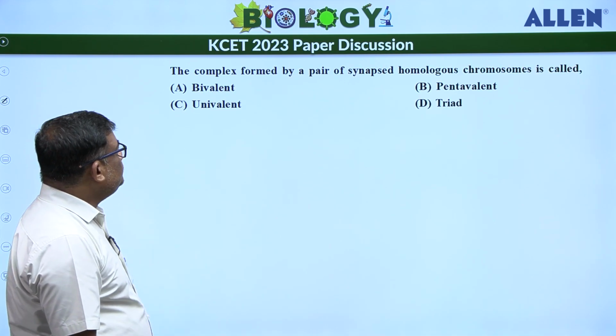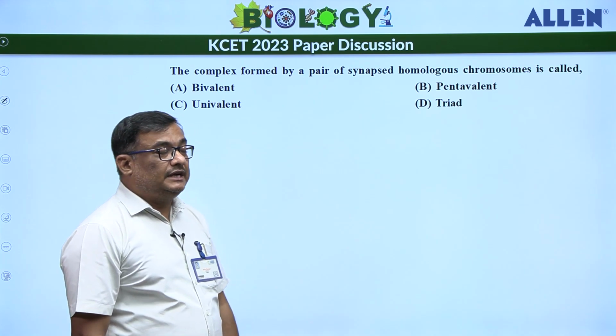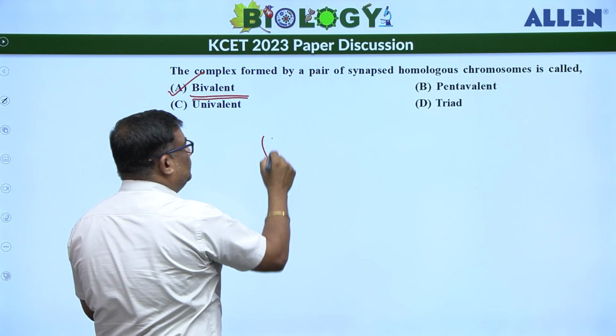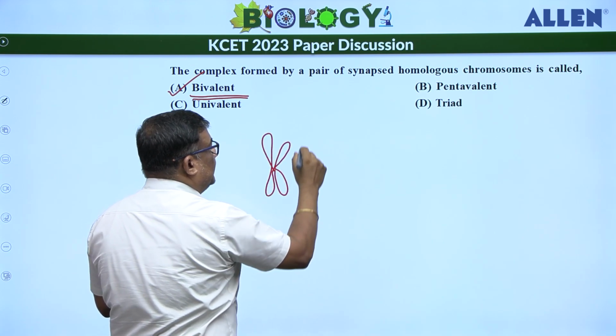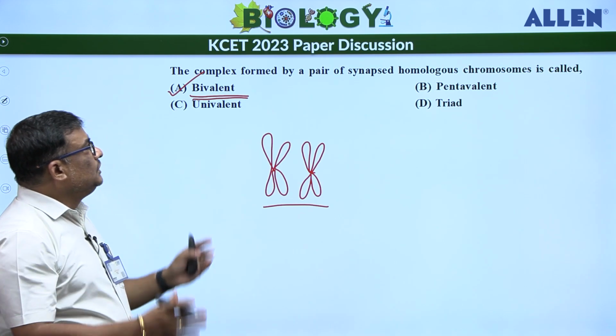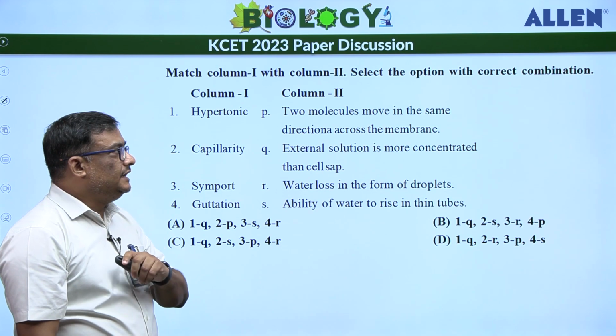Next one. The complex formed by a pair of synapsed homologous chromosomes is termed as bivalent, as per the NCERT line. Next question.